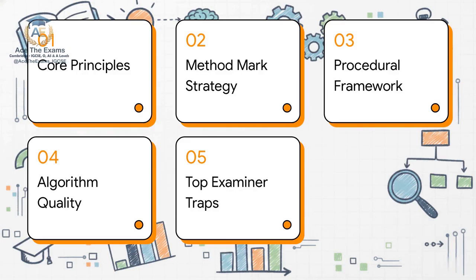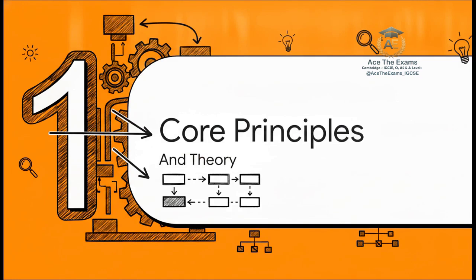So to make sure you don't make their mistakes, here is our exact flight plan for today's session. 1. Core principles and theory. 2. The method mark strategy. 3. The procedural framework. 4. Evaluating algorithm quality. And 5. Avoiding top examiner traps. Let's get straight into it. Starting with Section 1, Core Principles and Theory.